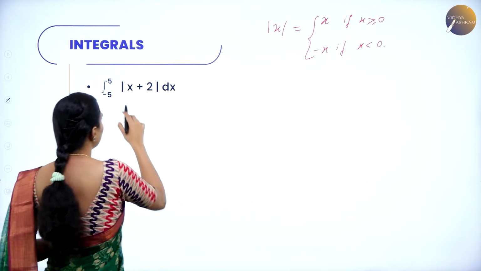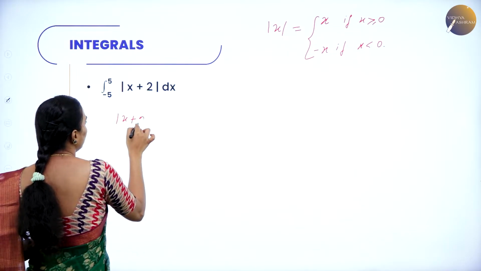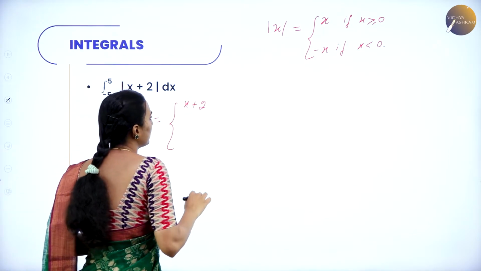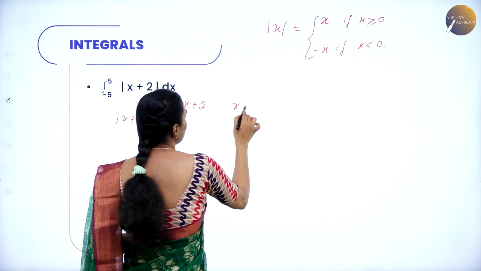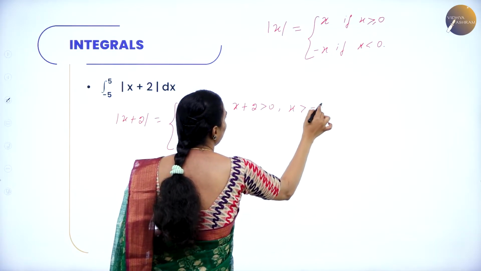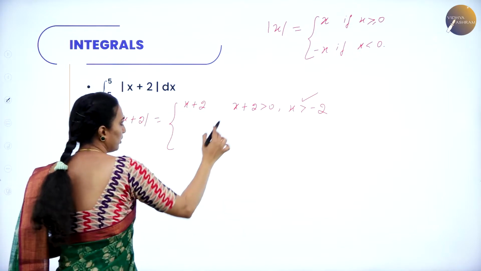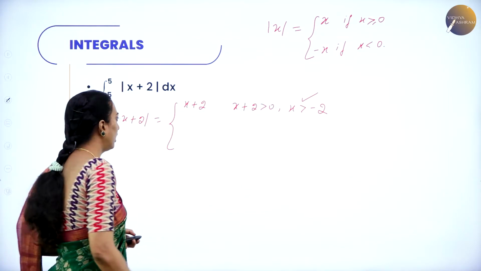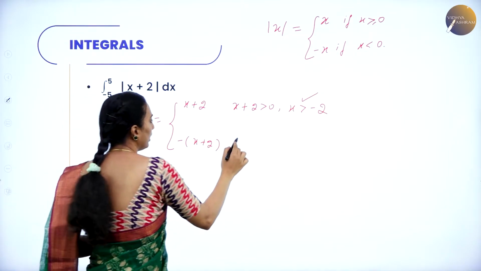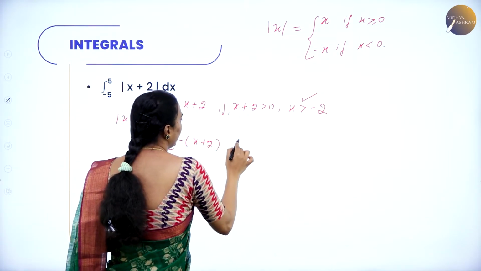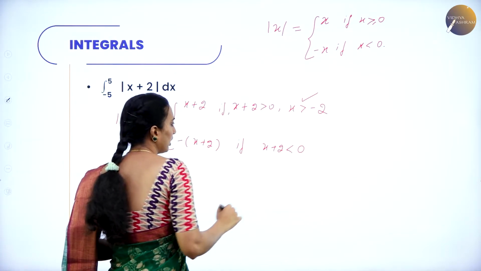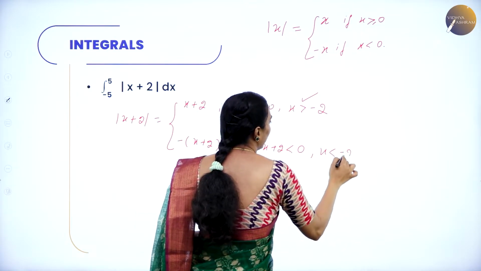Similarly, modulus of x plus 2 can be defined as x plus 2, that is positive x plus 2, if x plus 2 is greater than 0, which implies that x is greater than minus 2. This you understood, I think, taking plus 2 to that side. Now minus of x plus 2, that is negative of x plus 2, if x plus 2 is lesser than 0, otherwise you can say x is lesser than minus 2, isn't it?